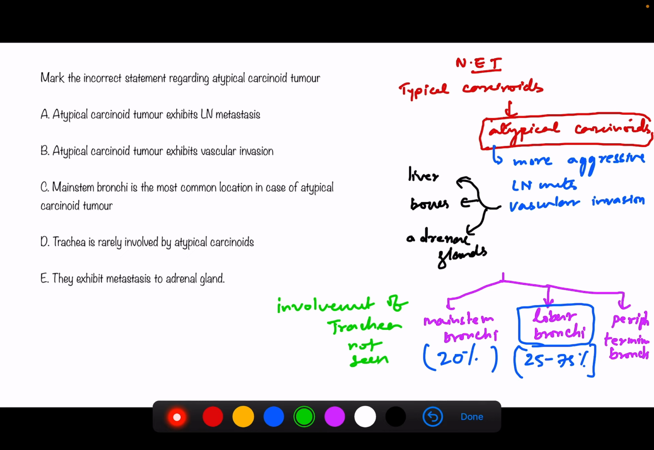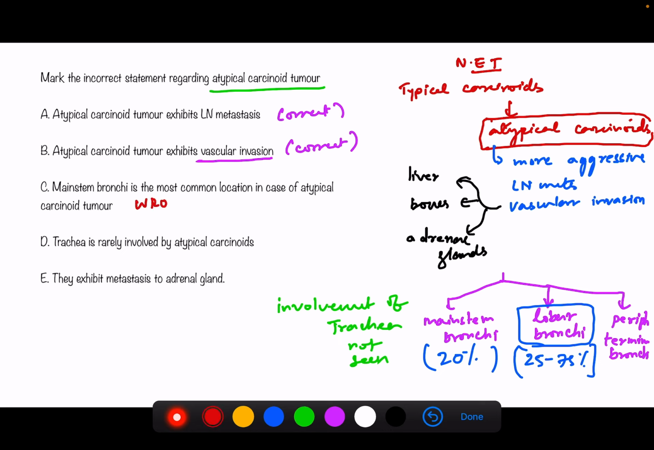So with this information, we can solve the question. This question is regarding atypical carcinoid tumor, and we have to mark the incorrect statement. So let us see option A, atypical carcinoid tumors exhibit lymph node metastasis. Yes, they are more aggressive. They express both lymph node mets as well as vascular invasion. So this is also correct, and this is also correct. This vascular invasion leads to invasion into the liver, bones, and adrenal glands.